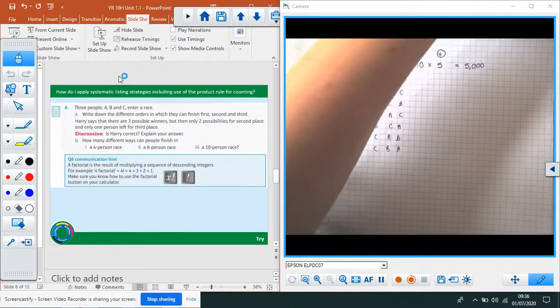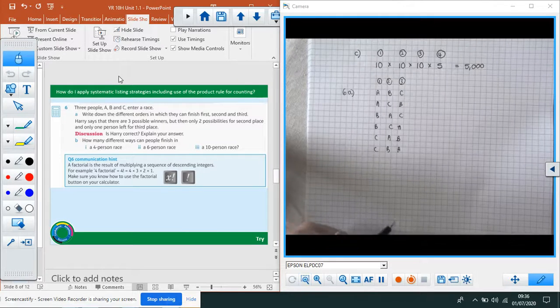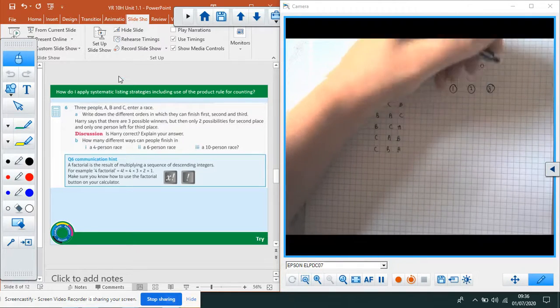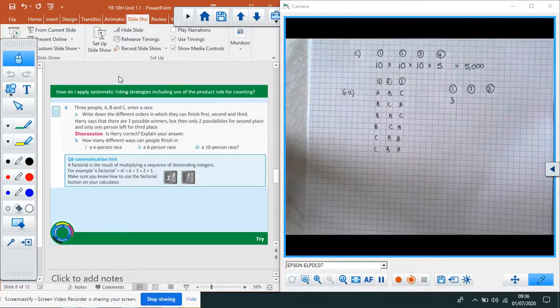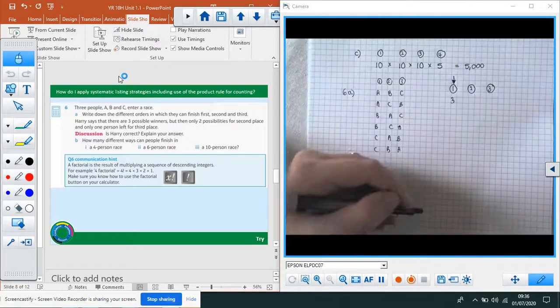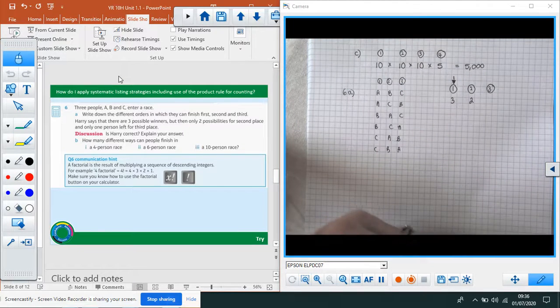Then the bit that's missing on that screen says, Harry says that there are 3 possible winners, but then only 2 possibilities for second place and only 1 left for third place. Is he correct? Well, I've got first place, second place, and third place. He is correct because there's 3 people that could possibly finish in first place. As somebody has to finish in first place, there's therefore 2 people only that can finish in second place, and therefore only 1 person that can finish in third place. Okay? There's not 3 different options each time.